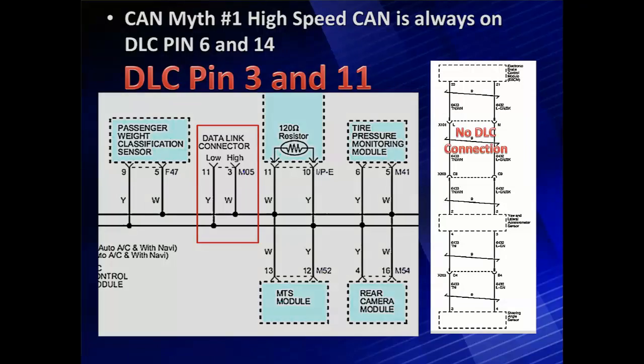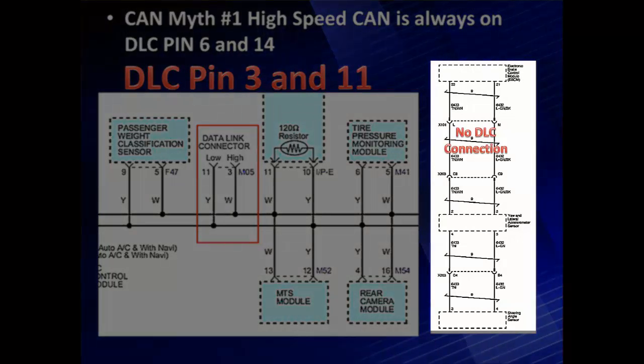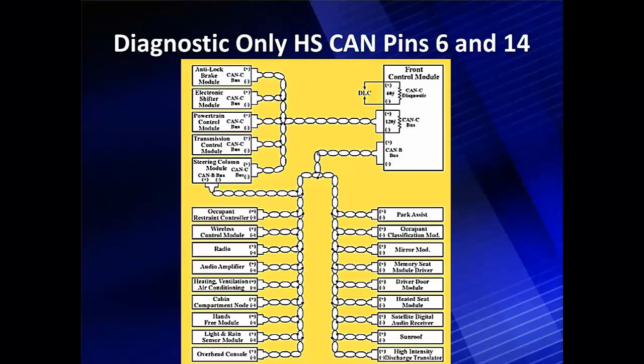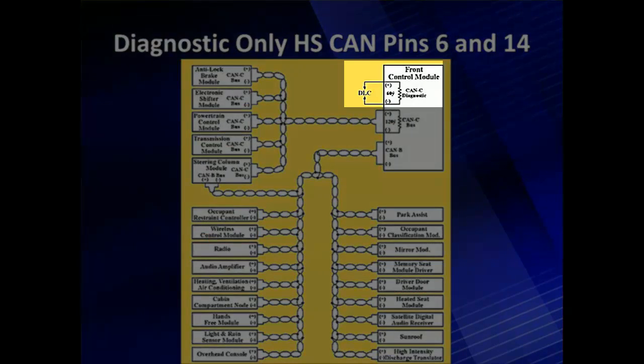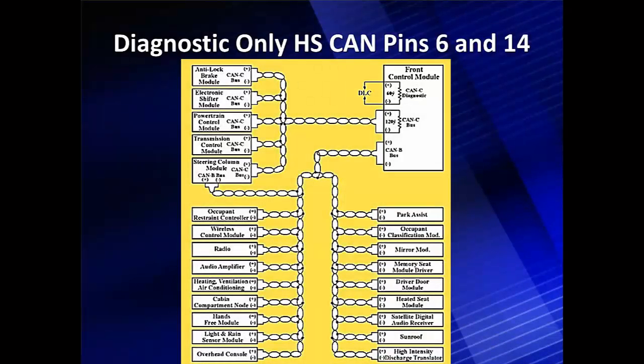That's the large diagram. Over on the right, we've got a stability control program that has no CAN connection, yet it is high-speed CAN. And here is a diagnostic only. The voltages you see on pin 6 and 14 are not the same signals that are on the powertrain transmission control module. It's diagnostic only.